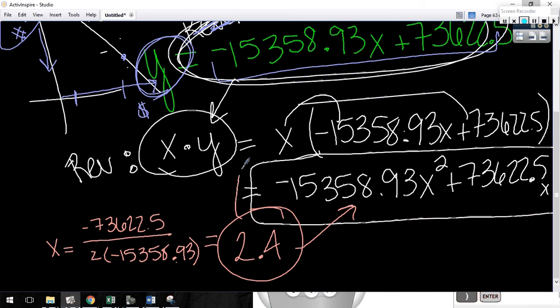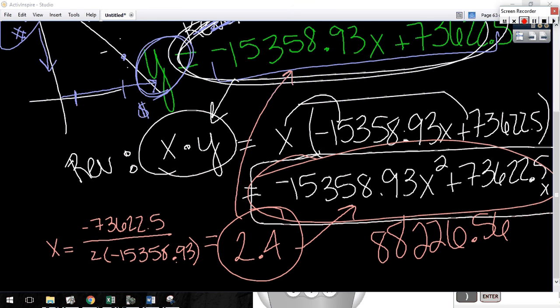If I plug it into the linear equation, all that's doing is telling me the number of boxes I sell, and then I'd have to multiply it by how much I sold it for, right? So why don't I just kill two birds with one stone and plug into this equation and find out how much money I make? So you're going to put in 2.4. Do it.